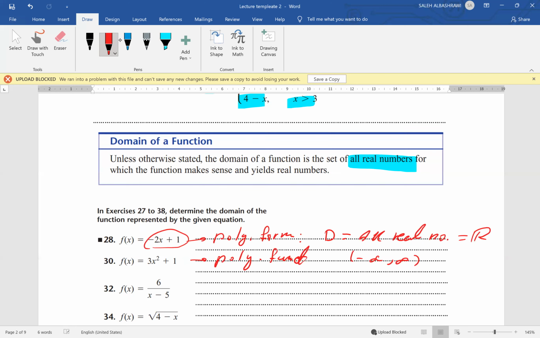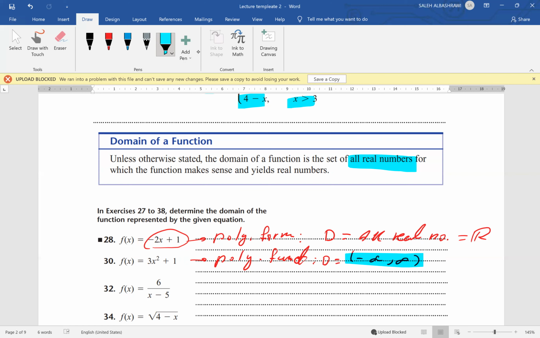So the domain again will be the same, minus infinity to plus infinity, or it's equal to all the real numbers. Any function given as a polynomial function, its domain is from minus infinity to plus infinity, or it is all the real numbers.